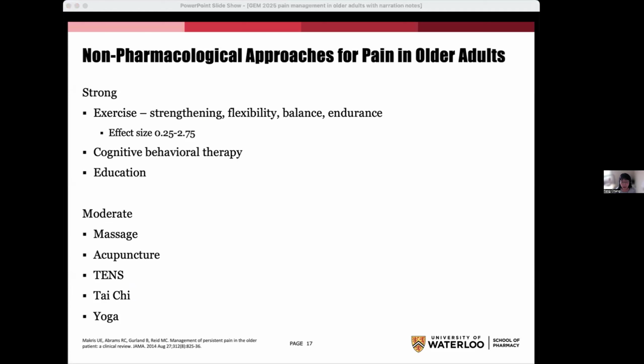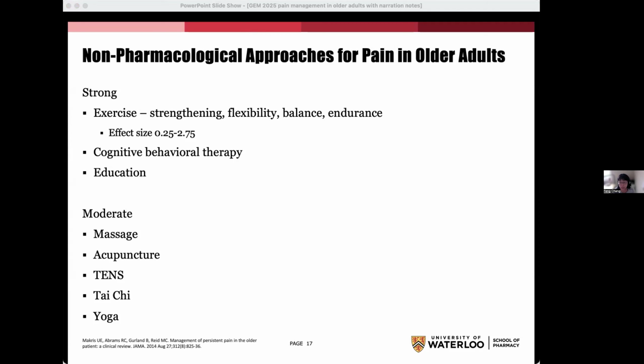There's a lot of research on this, but this is a JAMA published clinical review article from a few years ago. The nice thing about this is they went through 35 different studies of pharmacological interventions and 57 studies of non-pharmacological interventions, and did a very nice evidence-based review. All of these modalities have been shown to a certain degree to decrease pain and increase function, but this is listed in order of the strength of the data behind them.